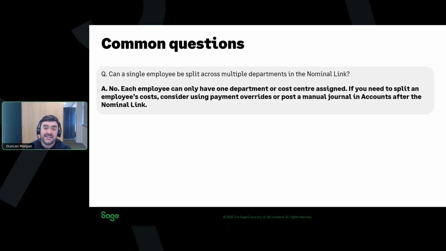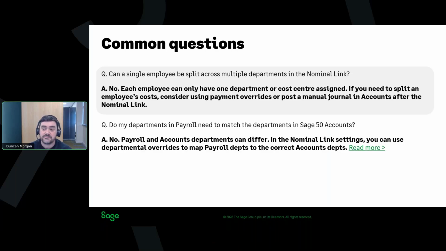So if you did need to post some of your employees' costs to one area and some to another area, you could consider using separate payments for those different types of cost in your payroll, and then doing payment overrides. Or again, it would need to be done manually in accounts after posting the nominal link. So they can only be in one departmental override. Payment overrides perhaps would be a workaround.